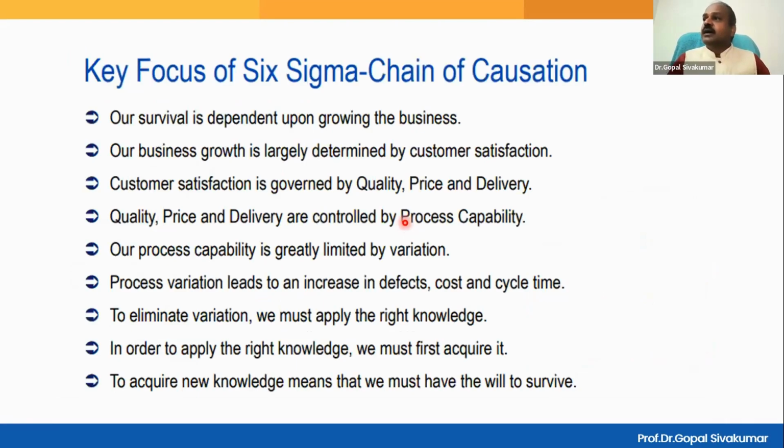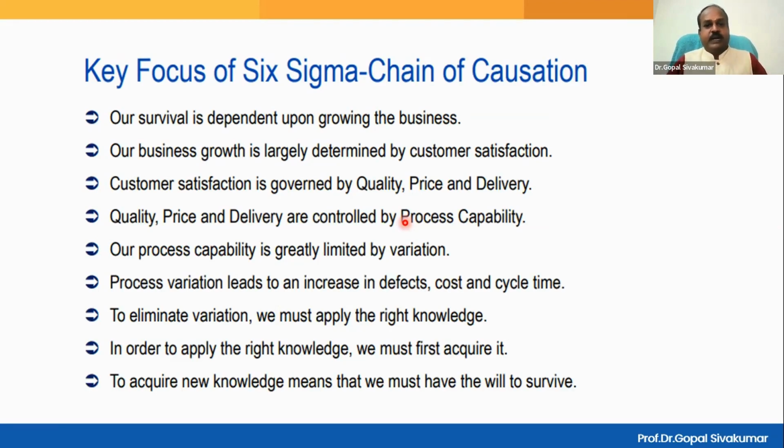So our survival is dependent upon growing the business. But our business growth is largely determined by customer satisfaction. Customer satisfaction is governed by quality, price, and delivery. The quality, price, and delivery are controlled by process capability. Our process capability is greatly limited by variation. Let's say the supplier quality variation is too much. Every week he gives a different quality of raw material. Will you be able to maintain a consistent quality?